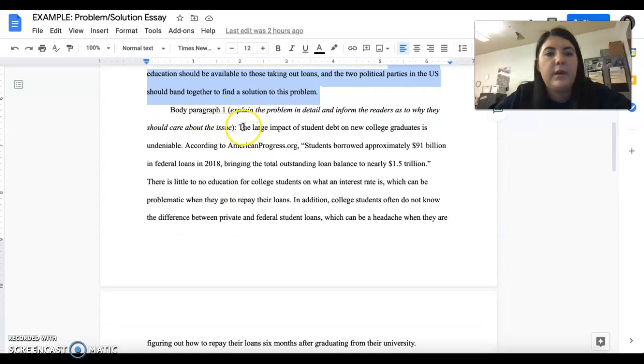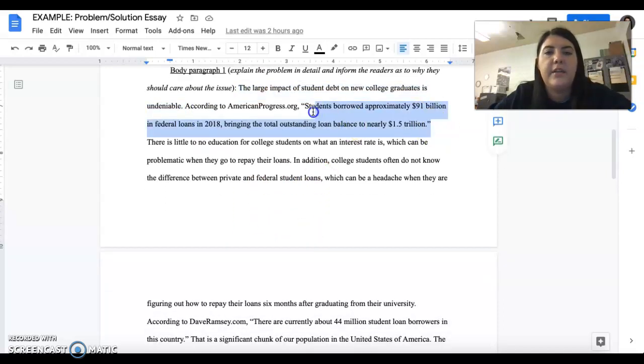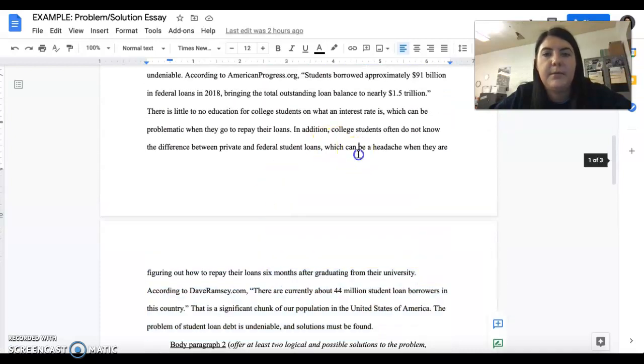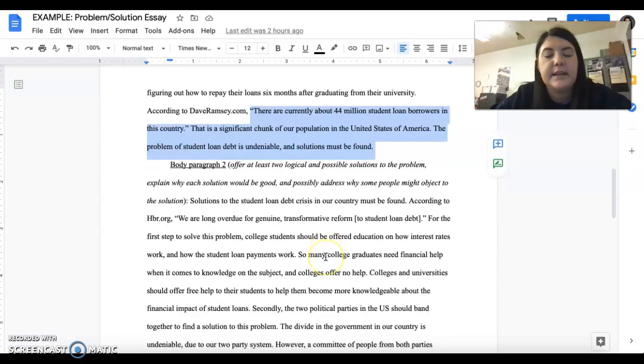My body paragraph 1 explains the problem in detail and informs the reader as to why they should care about the issue. So here we talk about how undeniable the problem is. Again, another statistic. And here I'm just talking about how prominent the problem is, what college students are doing about the problem, and how many people the problem is affecting.